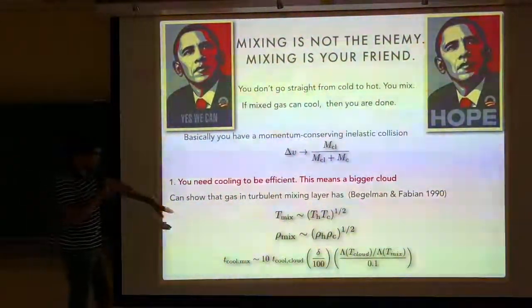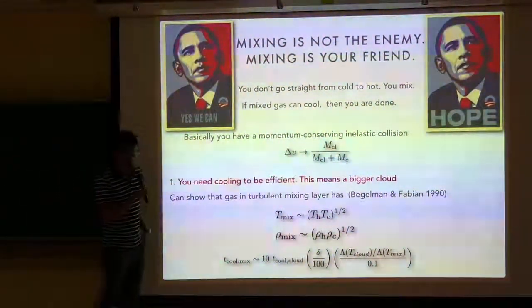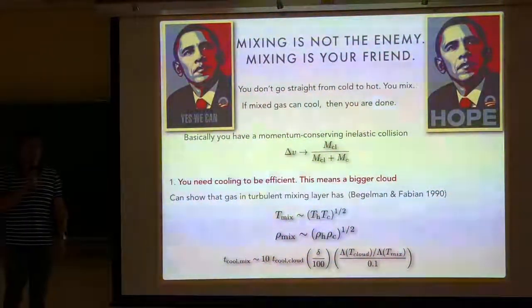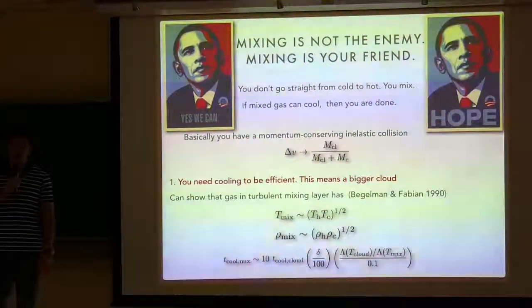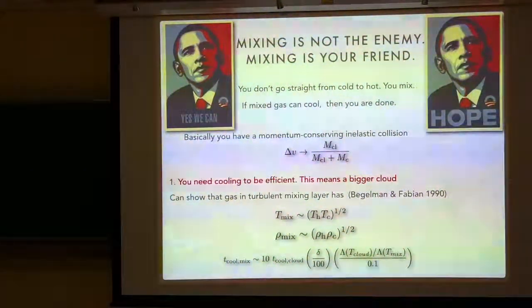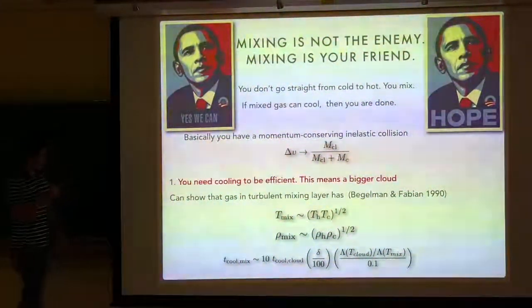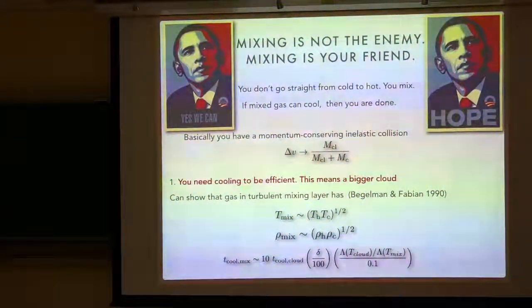Okay, you actually win a little because you are often at the peak of the cooling function in the mixed gas, right? If you have 10^4 K and 10^6 K gas, you end up with 10^5 K gas. And you lose a little because it's less dense. But it's definitely a significantly shorter cooling time than the cooling time in the hot gas.